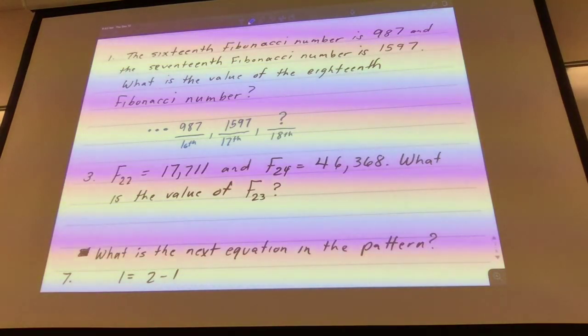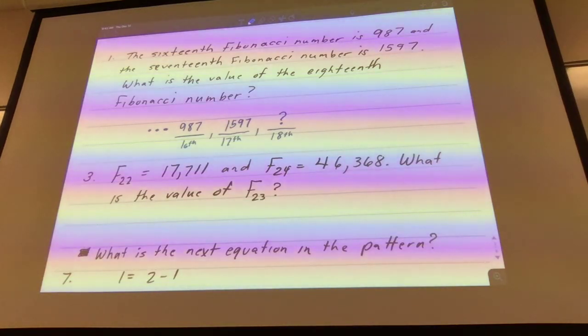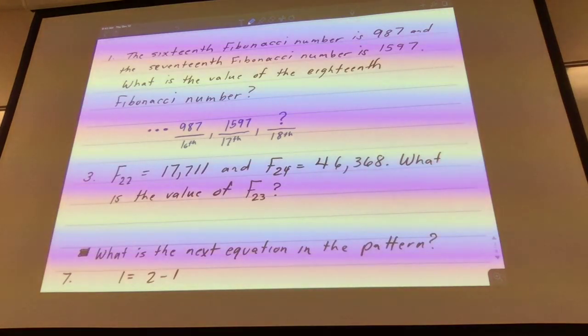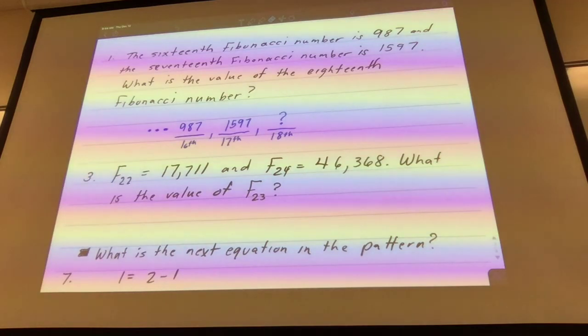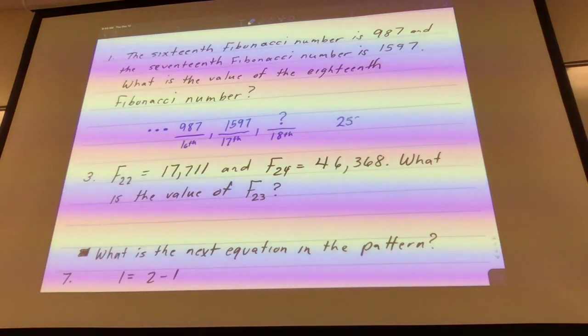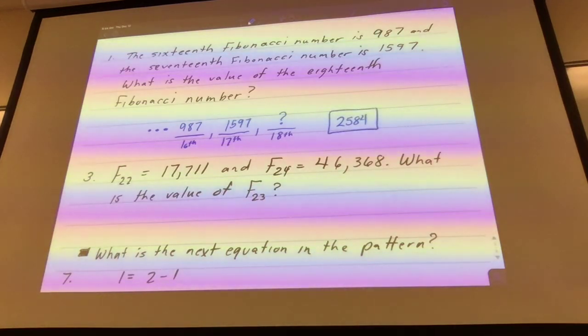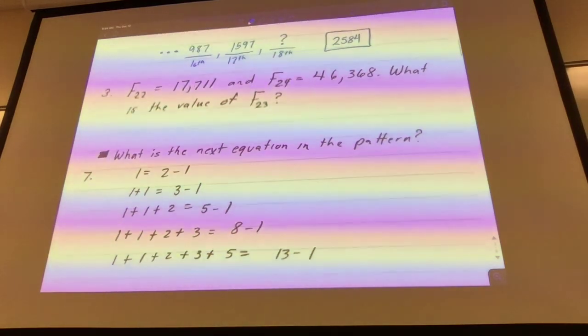So what do you think we do there? Yeah, just add the previous two. So you'll add 987 to the 1,597, and we find out that we have 2,584. Okay, good. So the idea and the concept of Fibonacci is not too difficult.